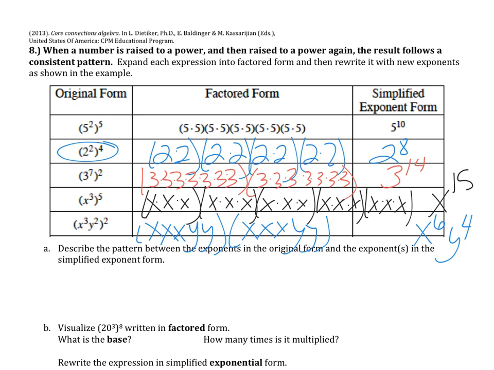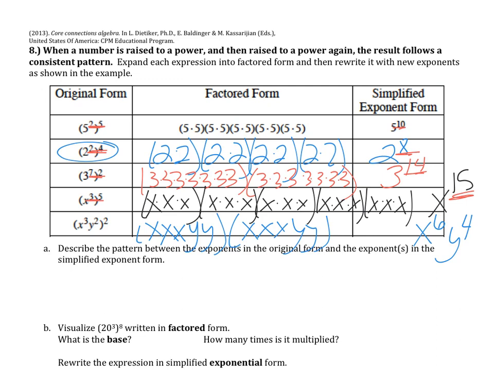So we want to describe the pattern between the exponents in the original form and the exponents in the simplified exponent form. So hopefully you're noticing that there is a connection. If you take a look at the exponents, the 2 and the 5, and we're going to get 10. The next one, 2 and 4 with an 8. 7 and 2 with the exponent of 14. 3 and 5, exponent of 15.